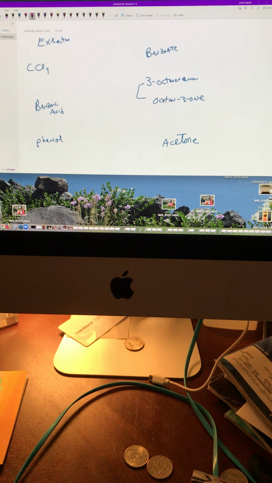First one, aqueous or organic? Carbon tetrachloride. Organic. Yes. Zero dipole. You're going organic.